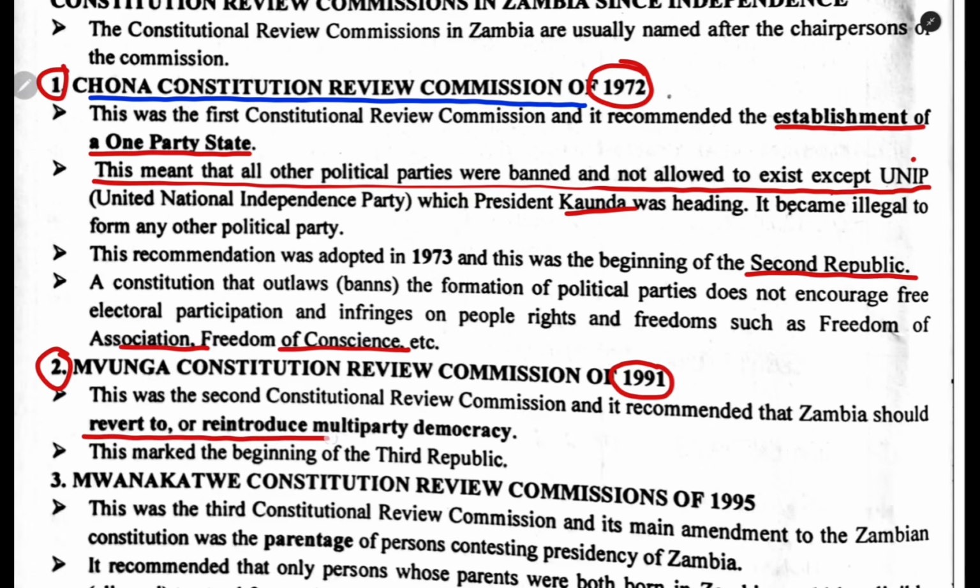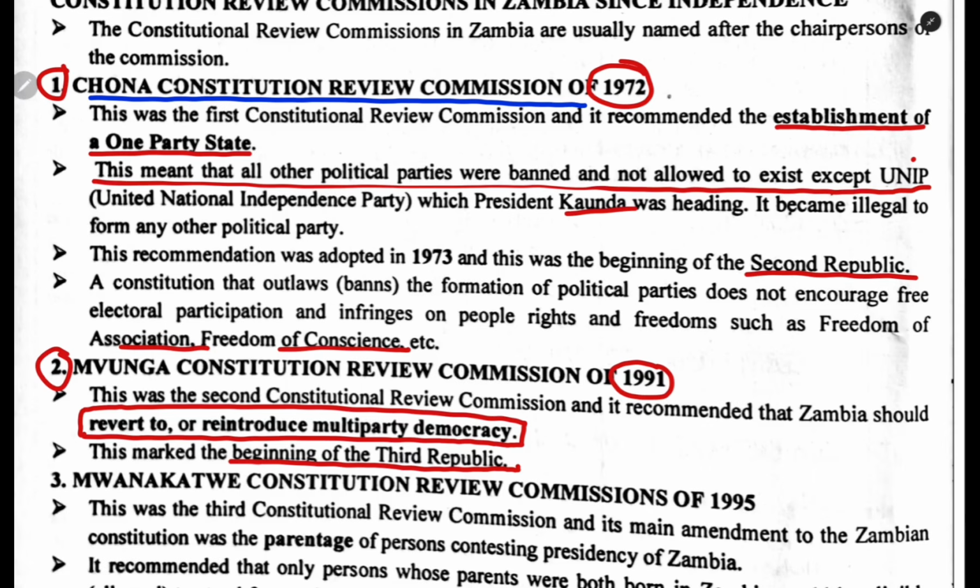Like I said, in 1964, Zambia wasn't a one-party state. There were other political parties that existed. Only in 1973 did Zambia become a one-party state. So now in 1991, the Mvunga Constitution Review Commission recommended that Zambia go back to a multi-party state where different political parties can exist. That was the recommendation. And of course, the recommendations were adopted, and that marked the beginning of the Third Republic. Zambia became multi-party again.